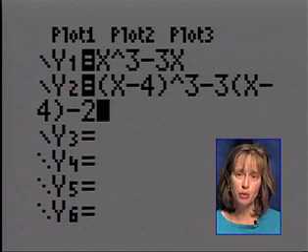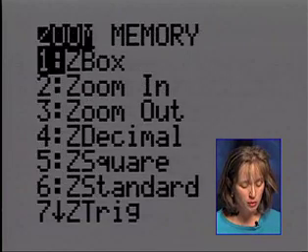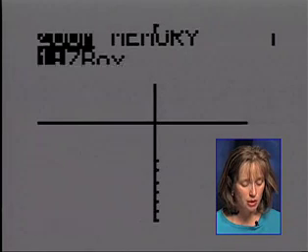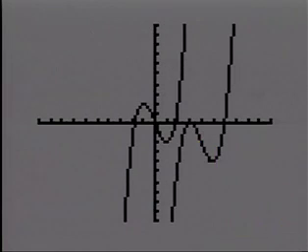Now I can probably get a pretty decent graph of this on a standard window, so let's choose Zoom, option 6, which is standard. The first graph is the original unshifted function. The second graph should be that function to the right 4 and down 2. If you compare points like the maximum and minimum values, you'll see that they are shifted right 4, and the whole function is shifted down 2. That supports the equation that we found by hand.